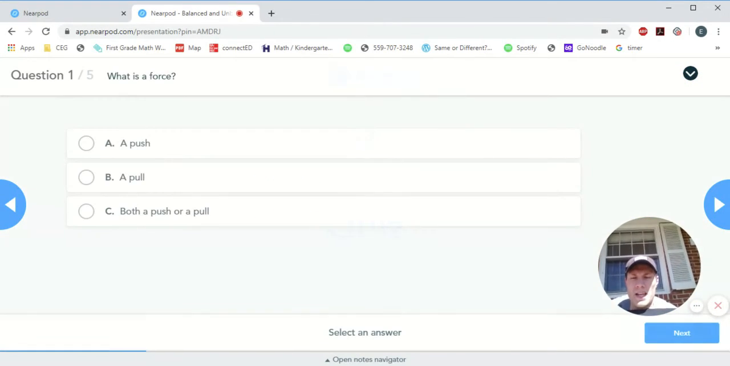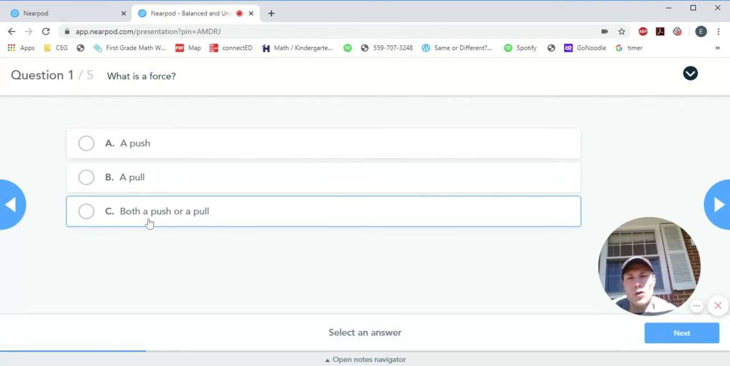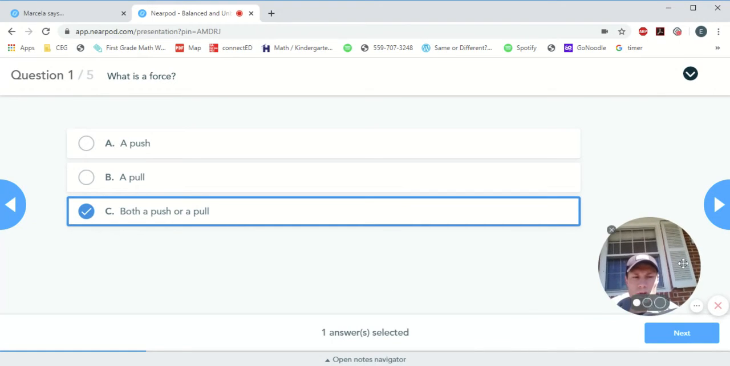Alright, the quiz at the end. What is a force? A push, a pull, both push or pull. Well, hopefully you'll be able to answer this with no problem. Both push and pulls.